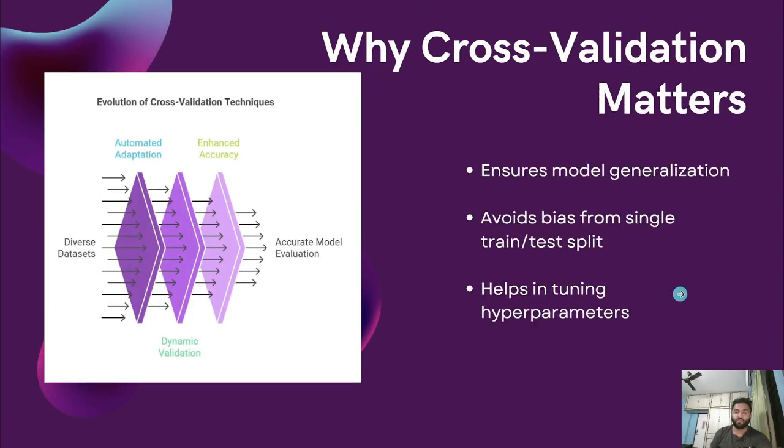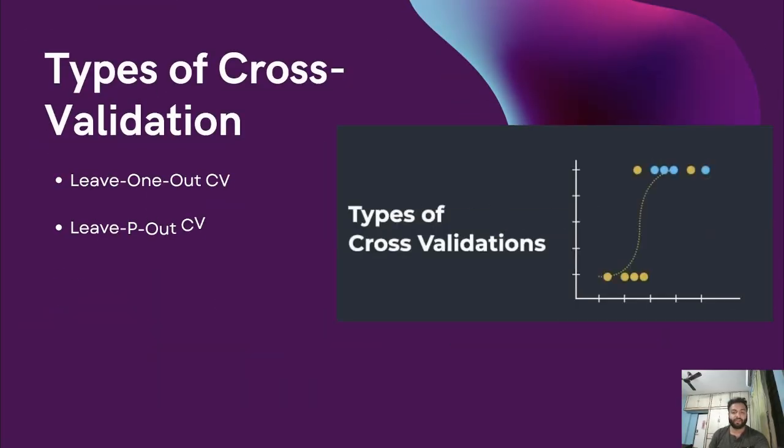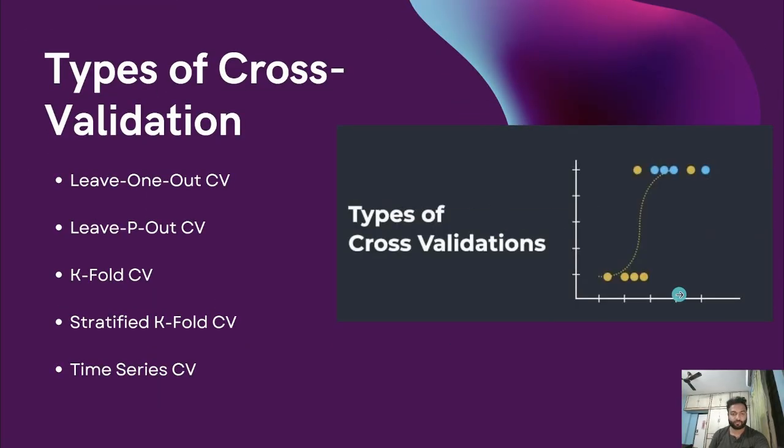So why cross-validation? Cross-validation helps evaluate model performance on unseen data. Instead of relying on a single train-test split, we validate the model using different portions of the dataset. This gives a more reliable performance estimate and helps us prevent overfitting to specific splits. Let us look at the 5 main types of cross-validation.